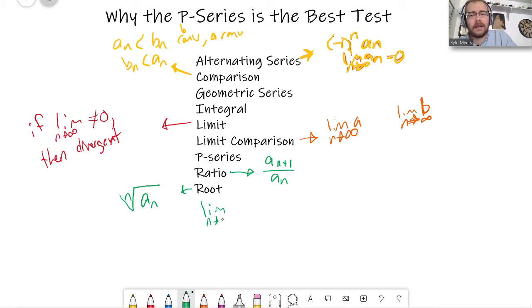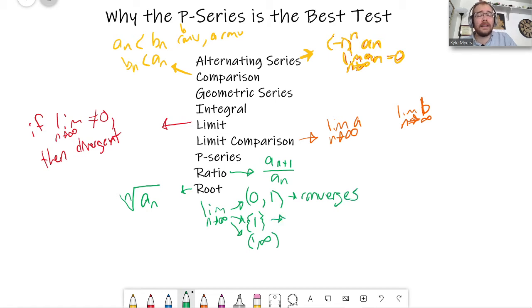The limit as n approaches infinity is either going to be from 0 to 1, or it could be 1, or it could be more than 1. All right, I'm going to put this in interval notation here. So if your limit is between 0 and 1, and I think it could include 0, so that's fine, then we know it definitely converges.